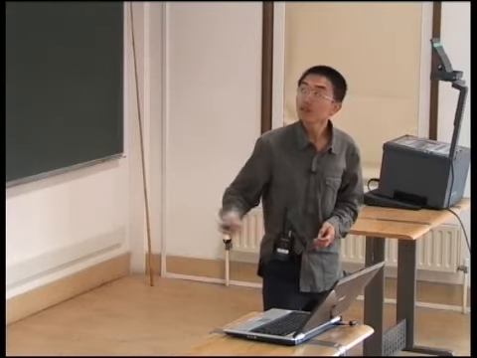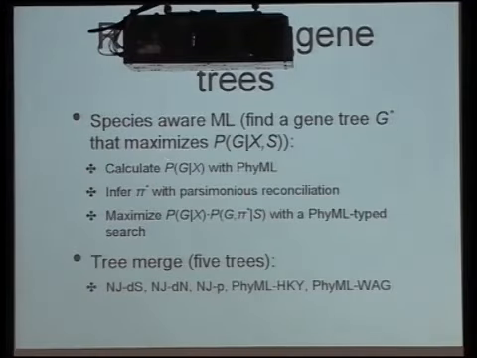But unfortunately, this model hasn't been implemented. But what I have implemented, basically, in my program, I implemented two things. The first thing is the species, I call this species-aware maximum likelihood. Basically, it finds the gene tree G star that maximizes this probability. G is the gene tree, X means the multiple sequence alignment, and S the species tree.